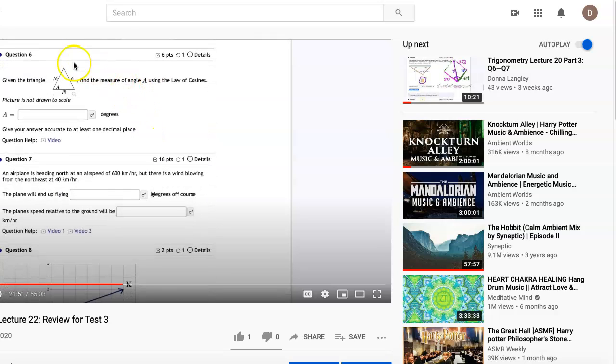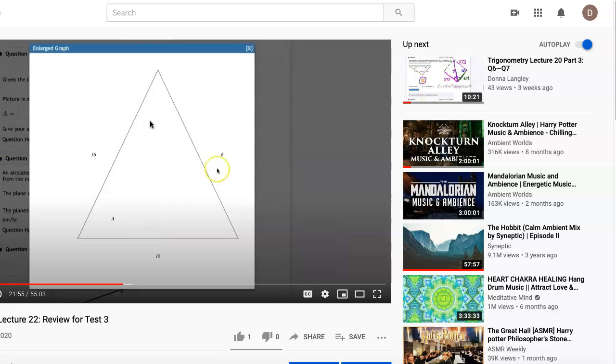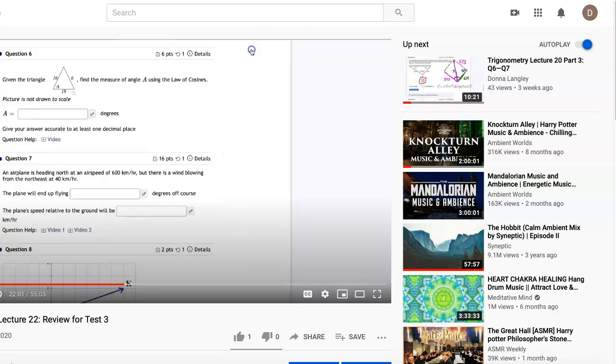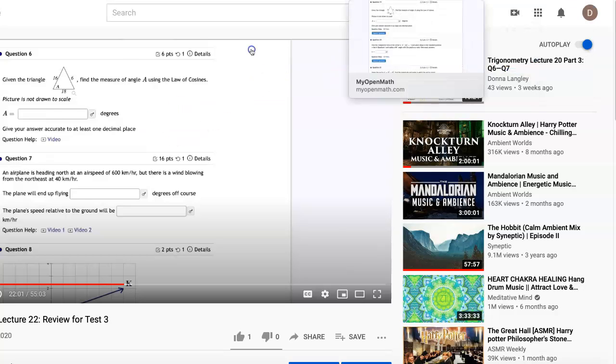Now we're moving on to question number 6. Question 6. I'll zoom in here. So what we have are three known sides of a triangle but an unknown angle A. So you can watch the rest of that lecture right there according to your needs to review that concept.